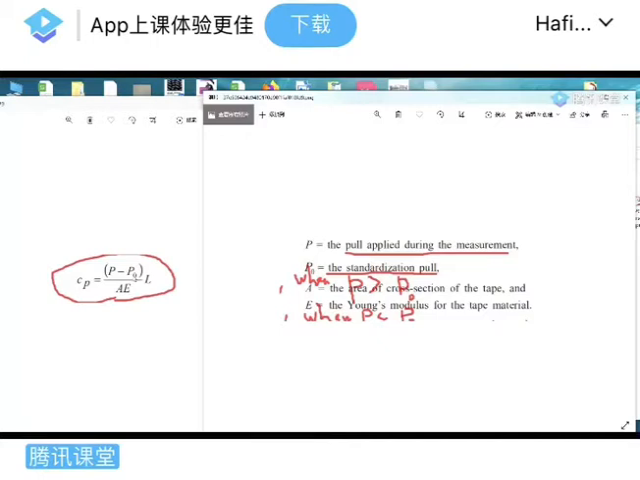Okay, and P0 is your standardized pull. You have to understand, A is your area, the cross section of the tape. It means the area of the tape, which is easy to understand. E is your Young's modulus. And we'll give you all this information. All of these have some physical meaning in order to get them, but you can understand straight away from this one.